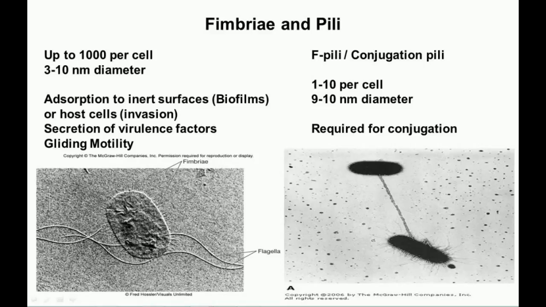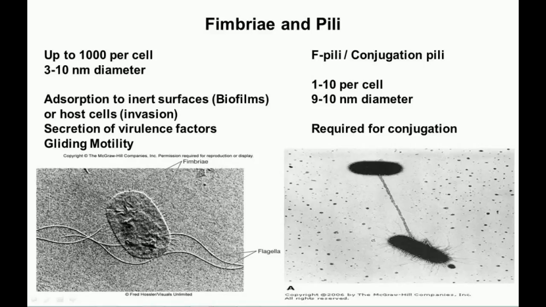Now some of these fimbriae can also secrete things, and they are kind of like syringes that can inject toxic molecules into host cells. So these are secretory fimbriae. We'll see in a little more detail how they work in the next slide. And finally, some of them are used in gliding motility.